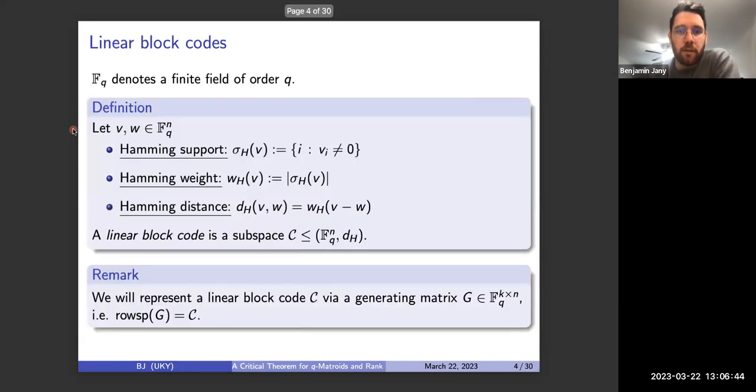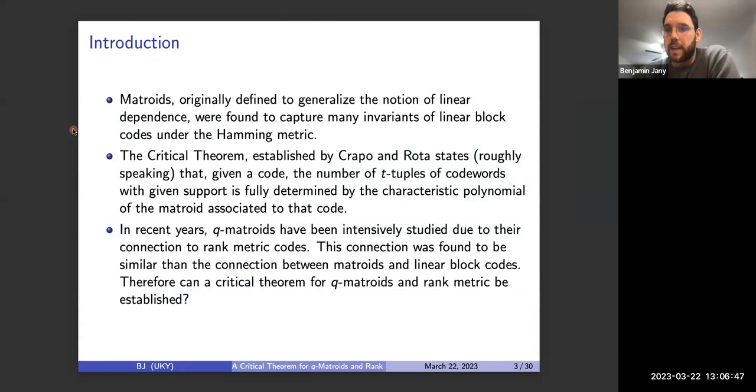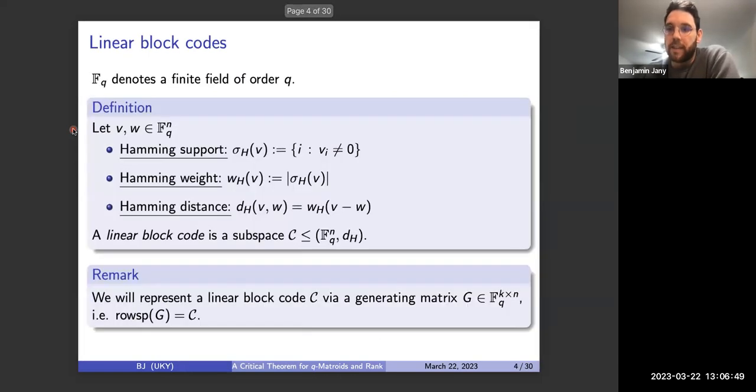So before we get into that, let's look at the classical case and let me define what a linear block code is, and then we'll go into the relation to matroid theory. Here I'll be dealing with spaces over finite fields. So F_q denotes a finite field of order q. And given a finite dimensional vector space over F_q, we can define those different notions.